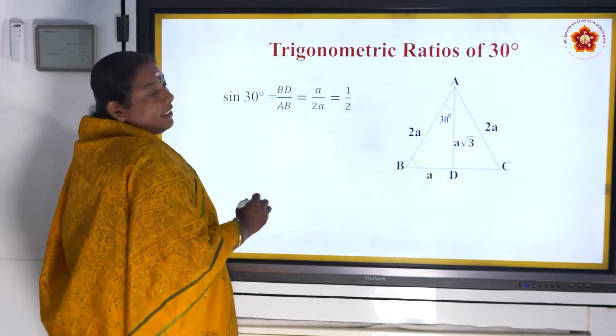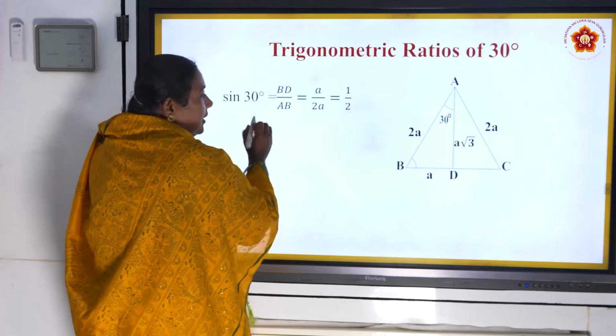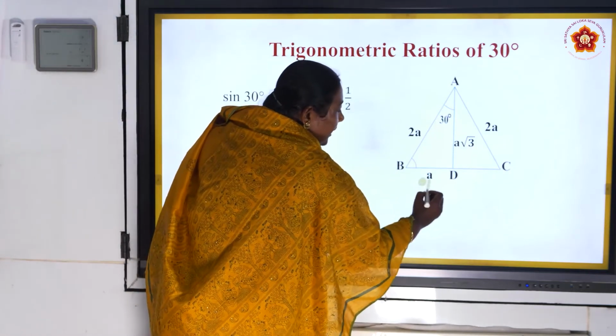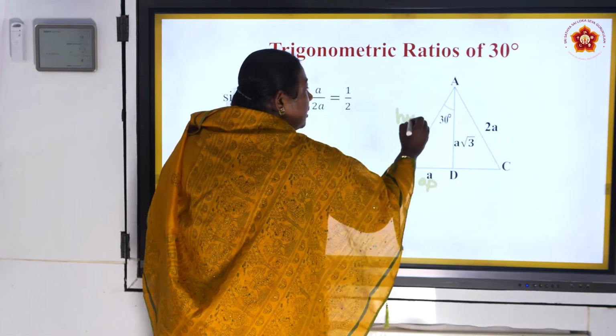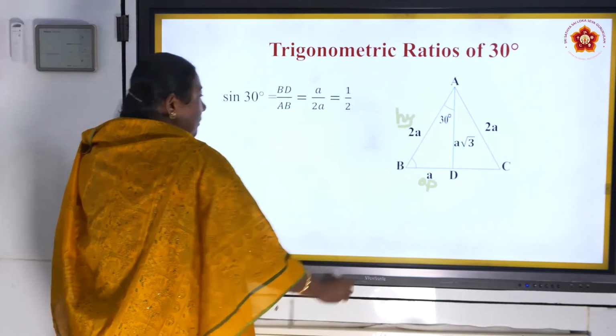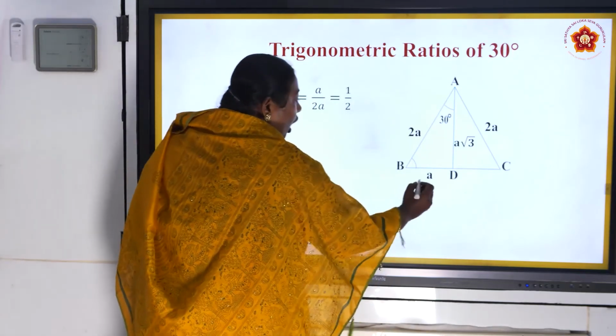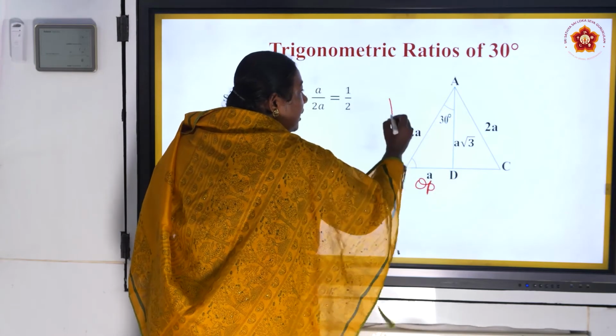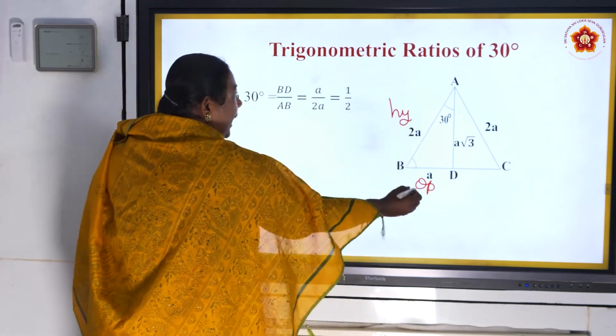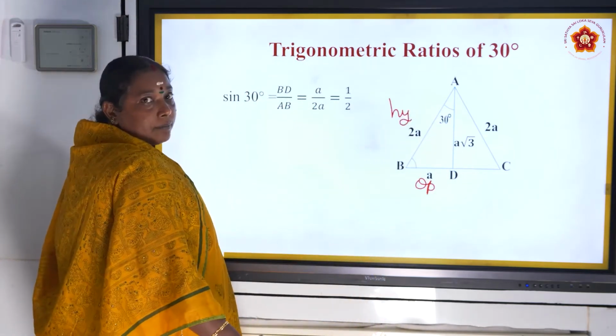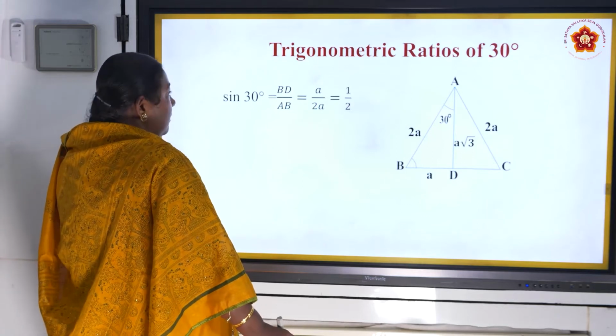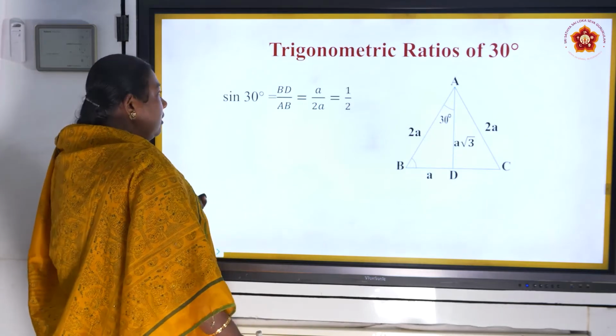So you be clear. Sine 30 is opposite side by hypotenuse. That means A by 2A. Okay, next. A by 2A means 1 by 2.